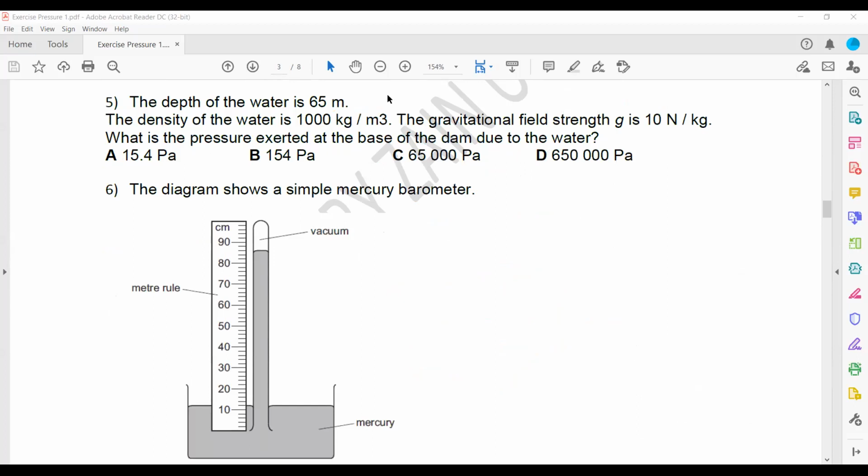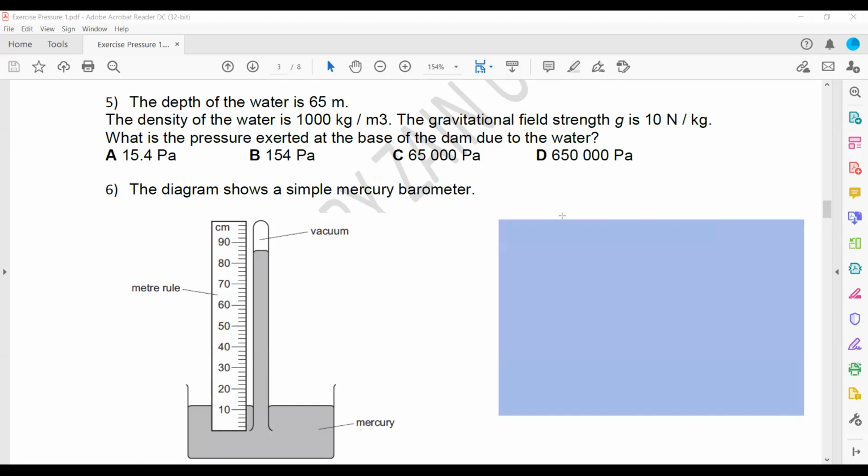The next question, the depth of the water is 65 meter. Like for example, say there's a pond or a river, and the depth of the water is 65 meters. The density of the water is 1000, and the gravity is 10. We want to calculate the pressure exerted.